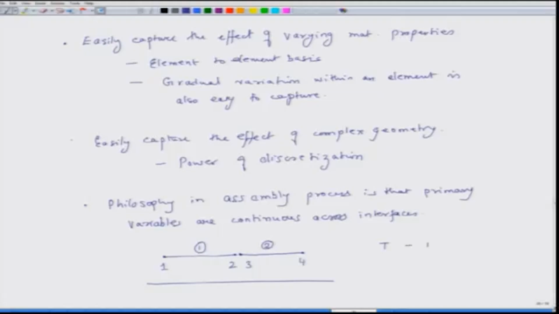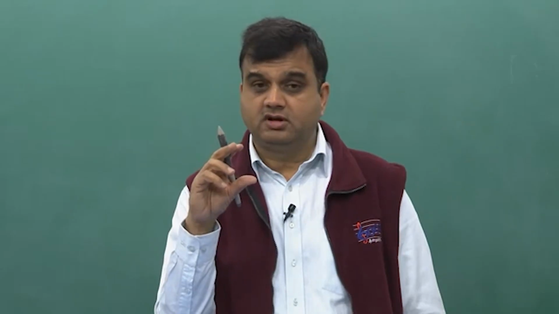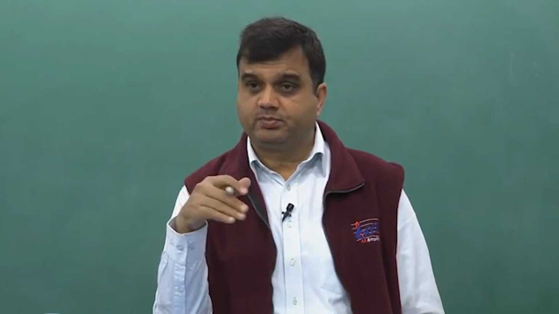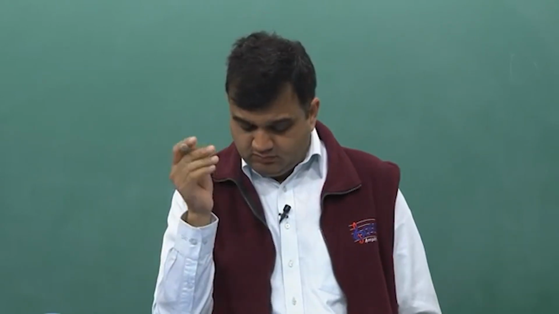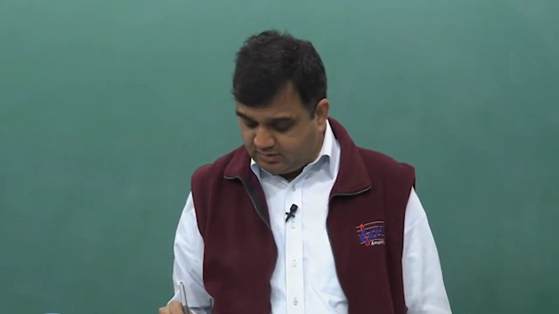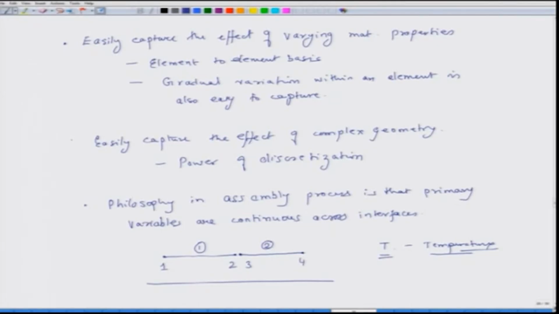So, this is temperature, and suppose to find temperatures we have to solve the heat conduction equation. In the heat conduction equation, temperature is the fundamental variable which depends on x and time. So, that is my primary variable. Gradients of temperature or heat flux will be secondary variables. The fundamental variable is temperature.